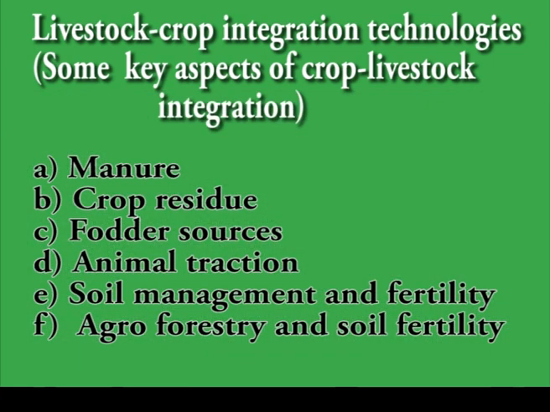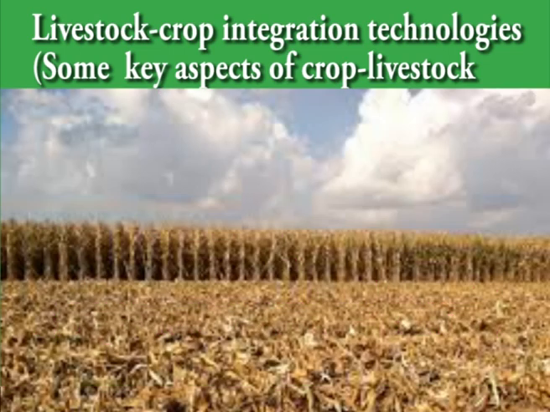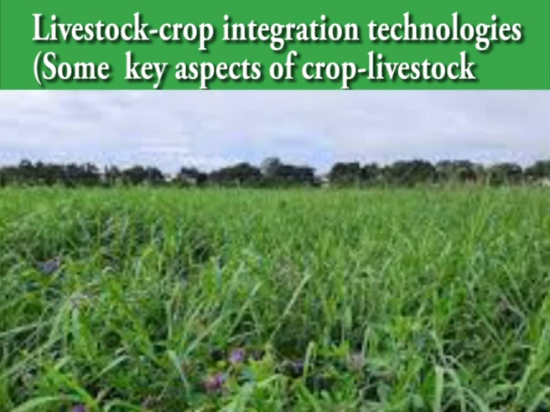Another key aspect of crop livestock integration is crop residue. Crop residue is used for a variety of purposes. One is as livestock feed. Such use constitutes another key link between cropping and animal keeping. Fodder source is also another key aspect of crop livestock integration.